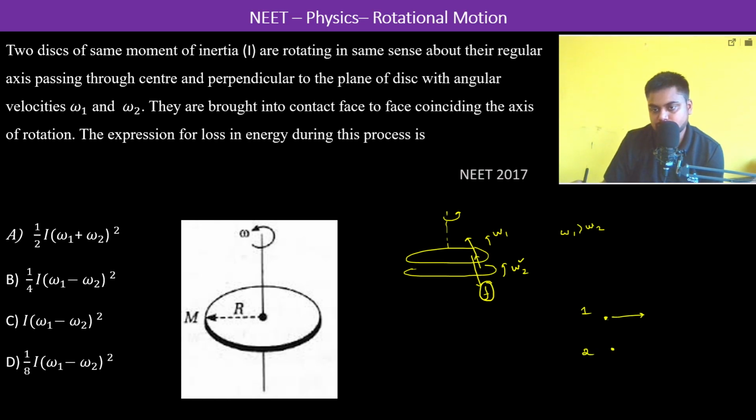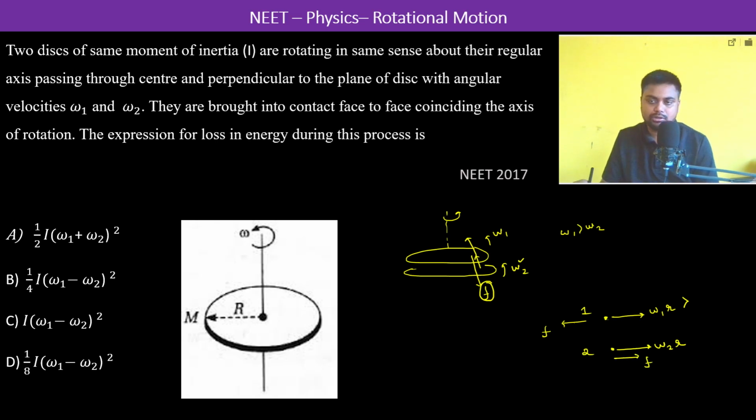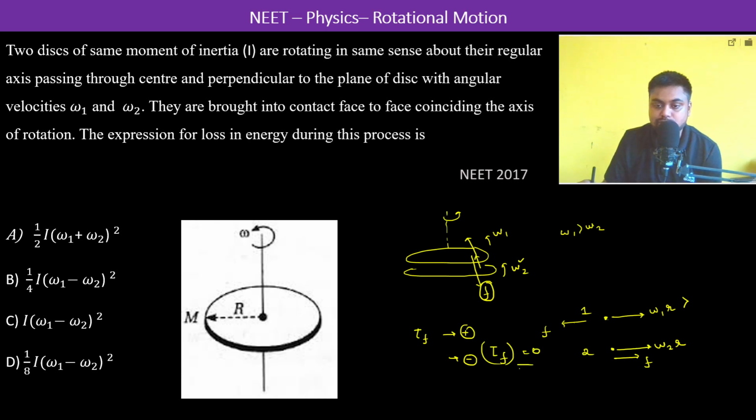If omega 1 r is greater than omega 2 r, then friction is going to act in this direction on one disk, and here friction is going to act in this direction. Friction will act in opposite directions. Since friction acts in opposite directions, the torque of friction for the first will be positive, for the second it will be negative. So the net torque is going to be 0. Therefore the angular momentum is going to be conserved, because the net torque on the system is 0. Friction becomes an internal force of the system.